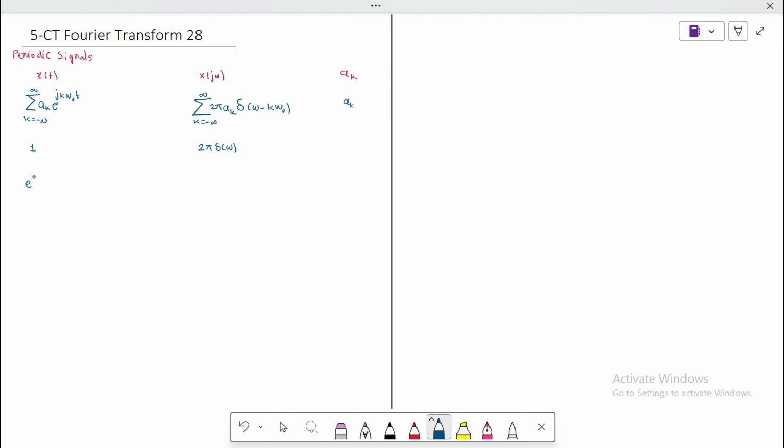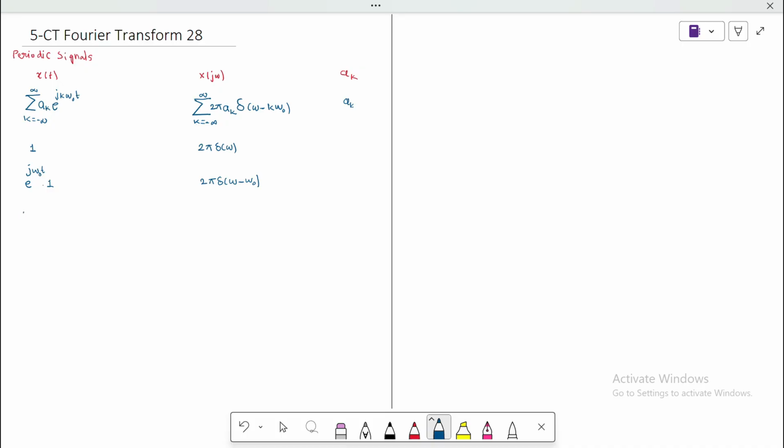Now consider e power j omega naught t multiplied by 1. So for what case do we get this e power j omega naught t? For the frequency shifting. Here I'm assuming this is 1 multiplied, and then applying the frequency shifting, the Fourier transform equals 2 pi delta of omega minus omega naught.